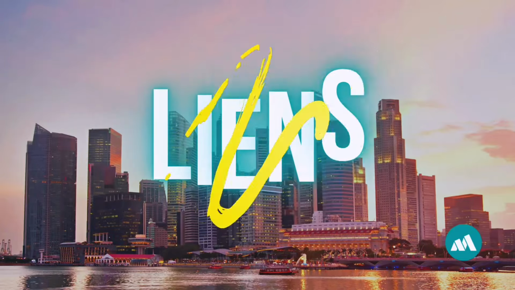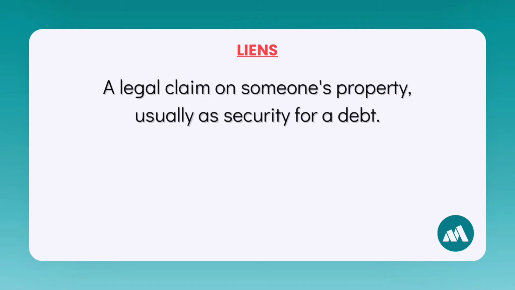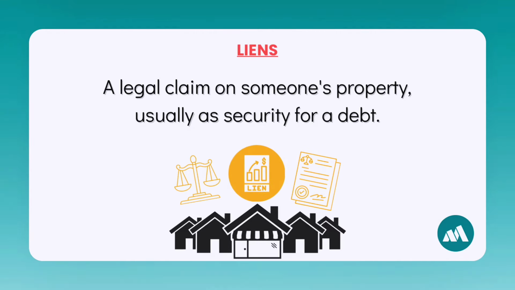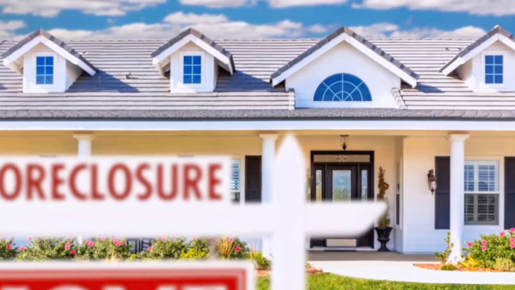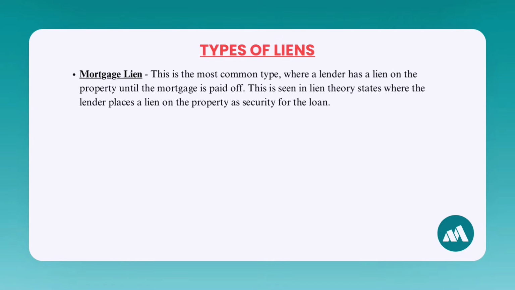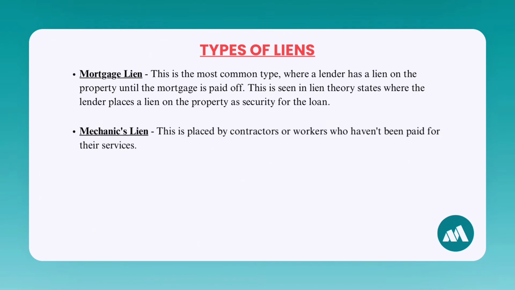First up, liens. A lien is a legal claim on someone's property, usually as security for a debt. If the debt isn't paid, the creditor may have the right to foreclose on the property. There are several types of liens you need to know. Let's start with the mortgage lien. This is the most common type where a lender has a lien on the property until the mortgage is paid off. This is seen mostly in lien theory states where the lender places a lien on the property as security for the loan.